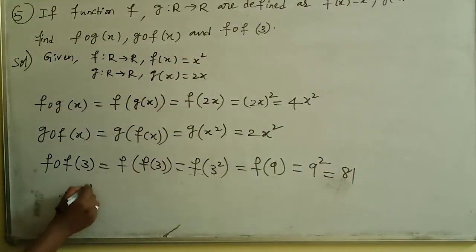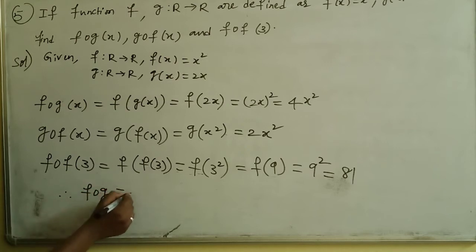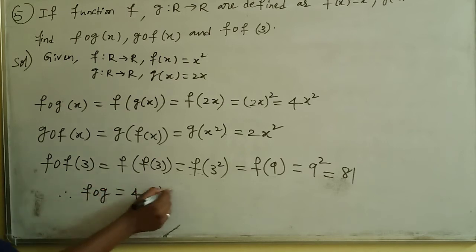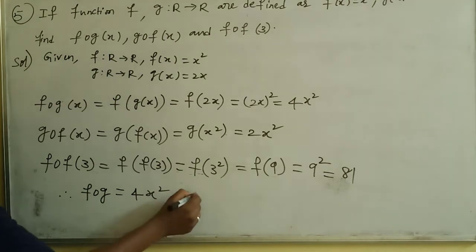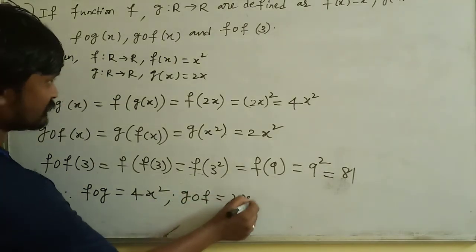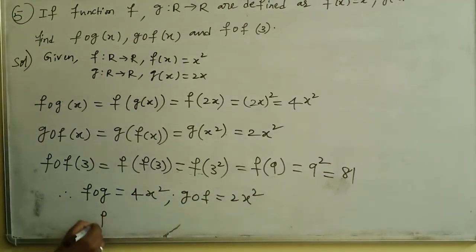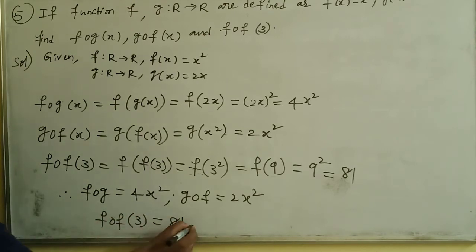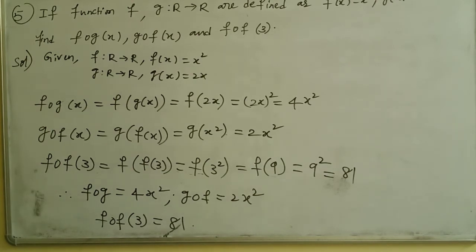Therefore f circle g is equal to 4x square. g circle f is equal to 2x square. Then f circle f of 3 is equal to 81. So this is about your problem number 5, and if you have any doubt you can ask me whenever in the YouTube comment section. Okay, so that is about your 5th problem.